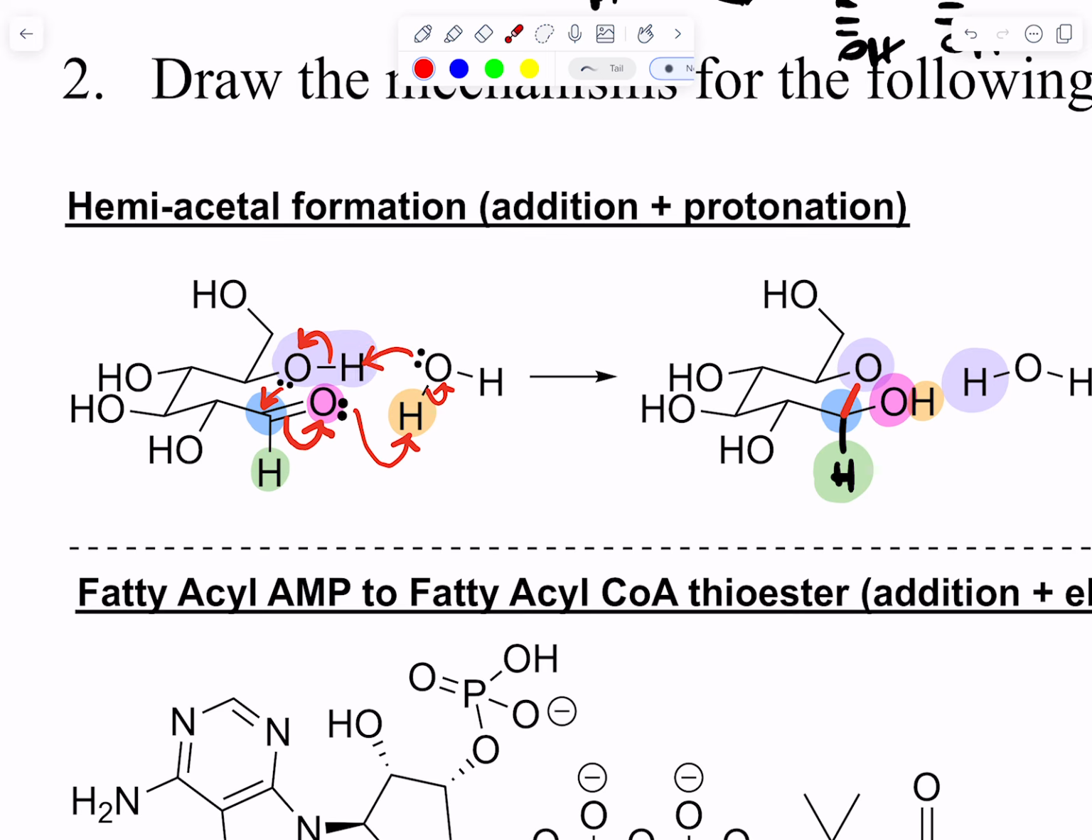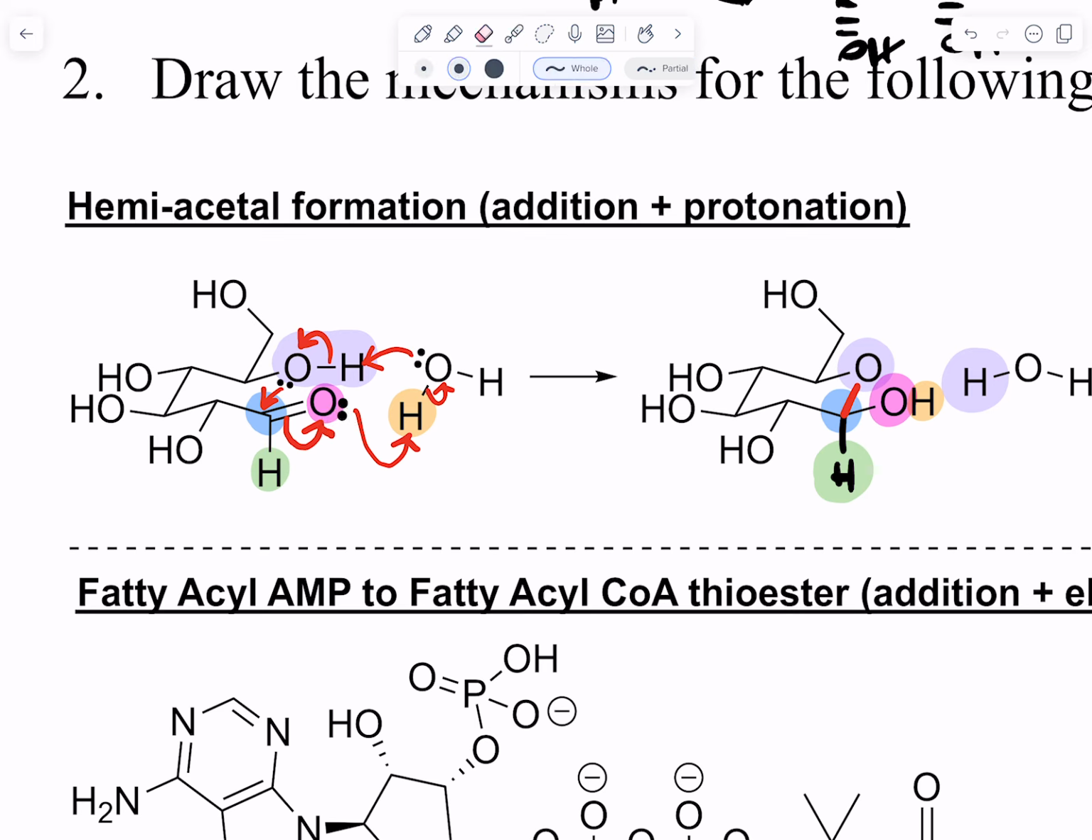So we remove the proton from the alcohol. It becomes the negatively charged alkoxide. Then the lone pair on that negatively charged alcohol attacks the carbonyl carbon. Then the pi bond breaks. And then where do we get the proton to put on the pink oxygen? We get it from this water molecule.